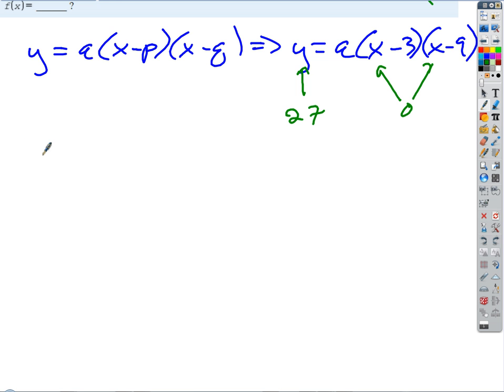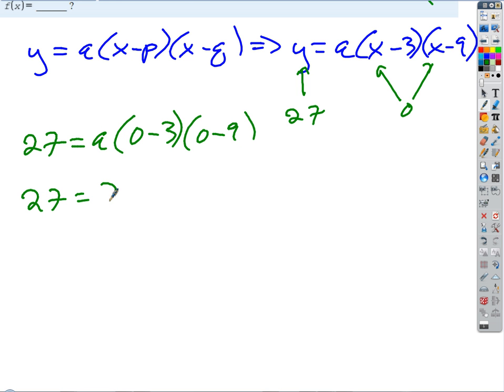So we get 27 equals a times 0 minus 3 times 0 minus 9. What's 0 minus 3? What's 0 minus 9? What's negative 3 times negative 9? 27. So I get 27 equals 27 times a. What's a? 1.